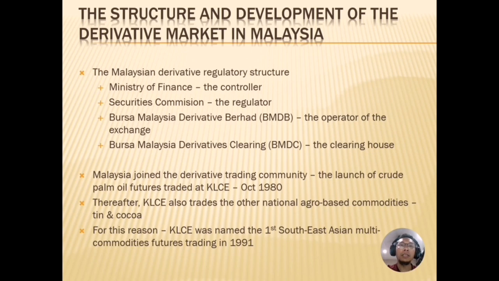Okay, so Malaysia joined the derivative trading community with the launch of crude palm oil futures traded at KLCE, Kuala Lumpur Commodity Exchange, in October 1980. Thereafter, KLCE also traded other national agro-based commodities, for example tin and also cocoa. For this reason, KLCE was named the first Southeast Asia multi-commodity futures exchange in 1991.